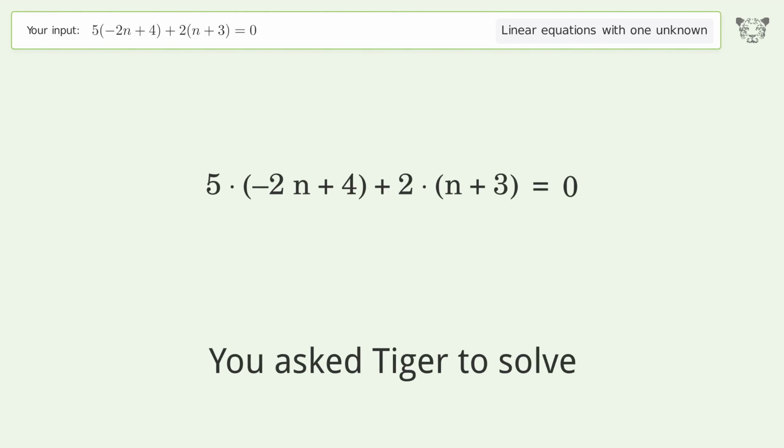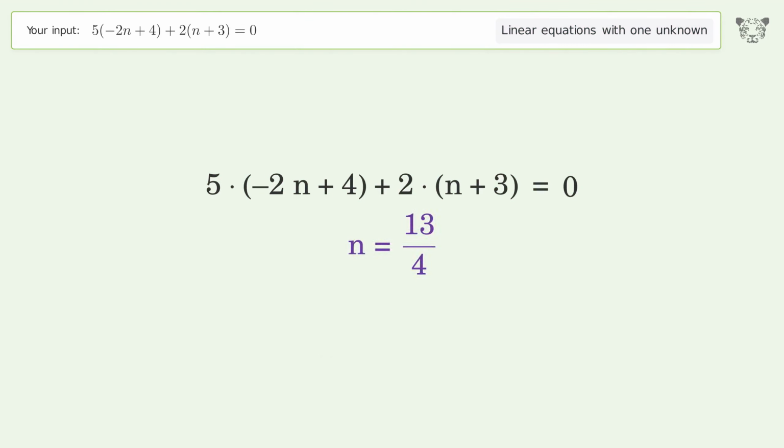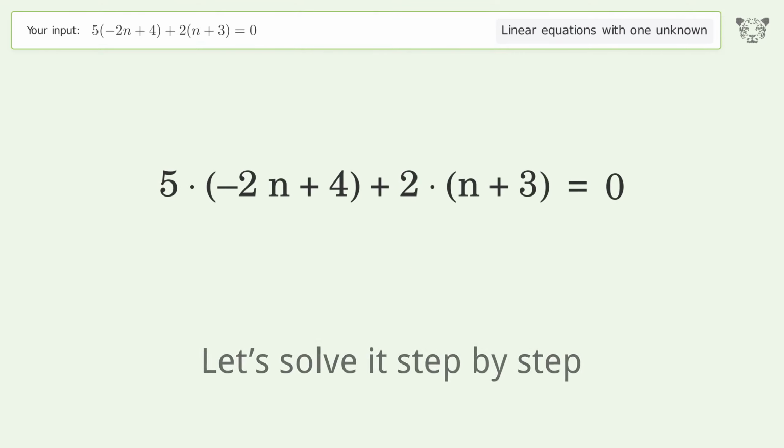You ask Tiger to solve. This deals with linear equations with one unknown. The final result is n equals 13/4. Let's solve it step by step.